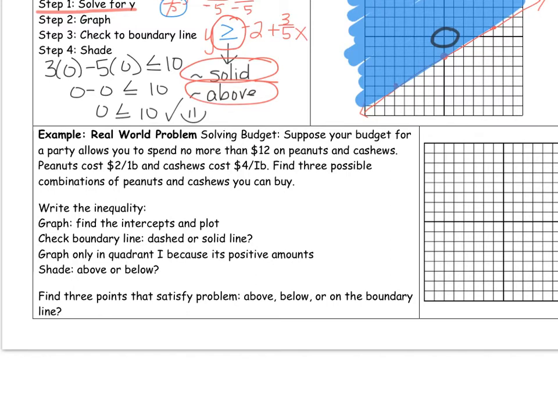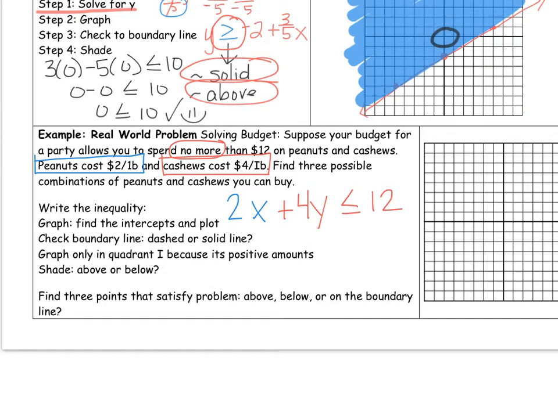Okay, so we're going to look at some key words in here. No more than. That means I can spend $12, I can spend $11. So my inequality symbol is going to be less than or equal to, I can't spend more than $12. I can spend 12, but I can't spend more than that. Now we have to come up with our x and y. Peanuts cost $2 a pound, so I'm going to let x equal peanuts at $2 a pound. And cashews cost $4 a pound, so that's going to be my y, plus 4y.